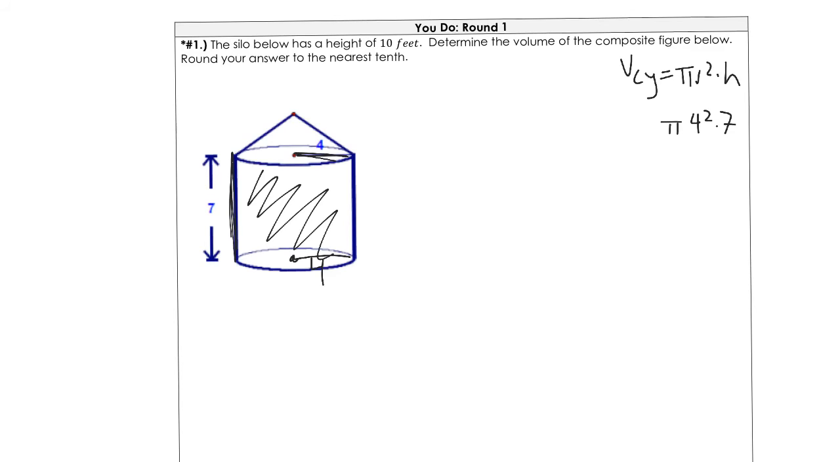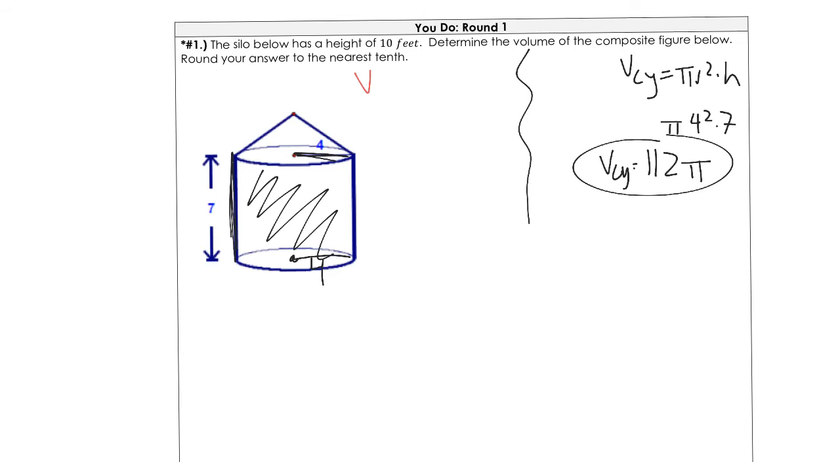So 4 squared is 16. 16 times 7 is 112. So the volume of the cylinder is 112 pi. Okay, I'm going to need that later, because I'm trying to find the total volume of this silo. So there's a cylinder and a cone. So I need to find the volume of the cone as well.